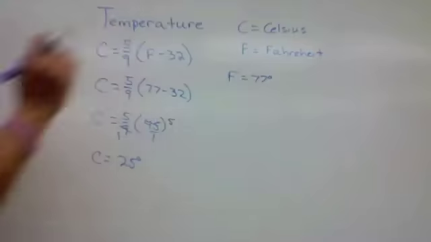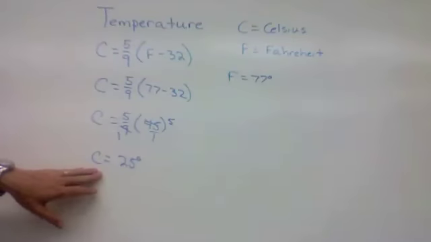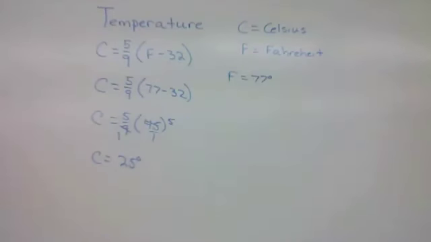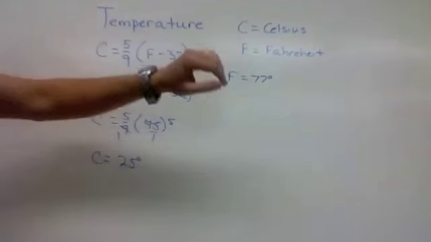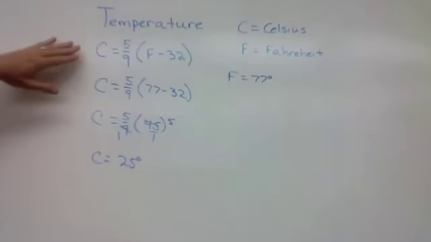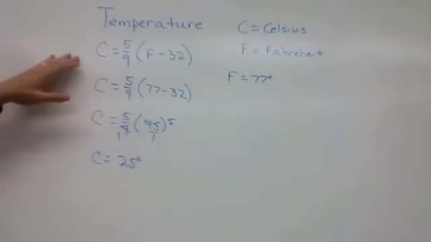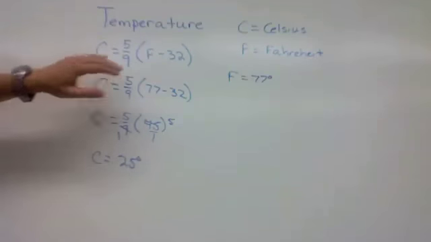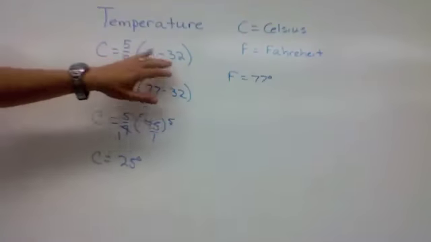So when the temperature is 77 degrees outside, its counterpart, Celsius, is actually 25 degrees. So remember, C stands for Celsius, F is going to be for Fahrenheit. If we want to turn something from Fahrenheit into Celsius, our formula is going to be 5/9 times the difference of the Fahrenheit minus 32.